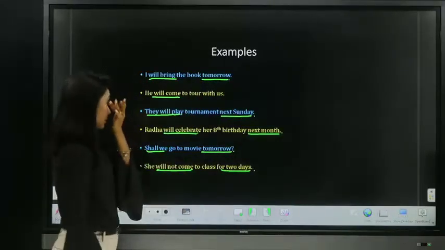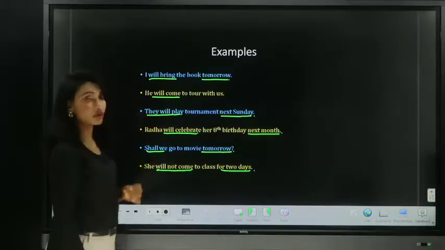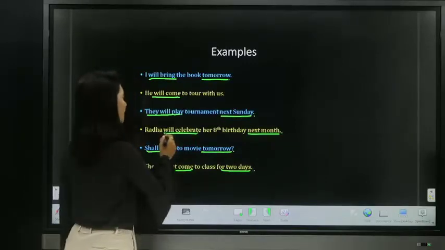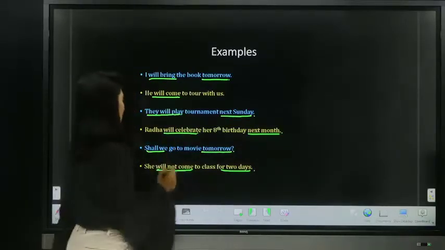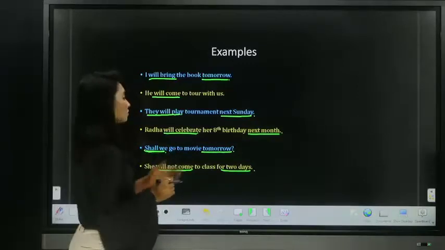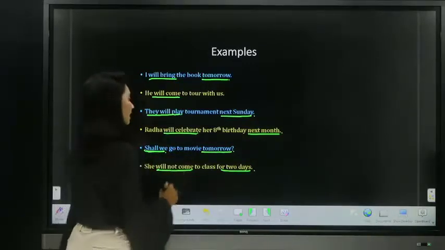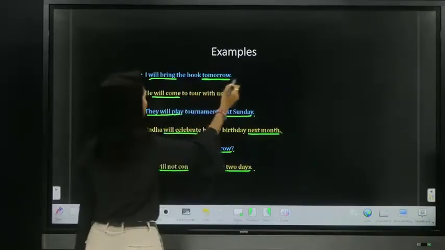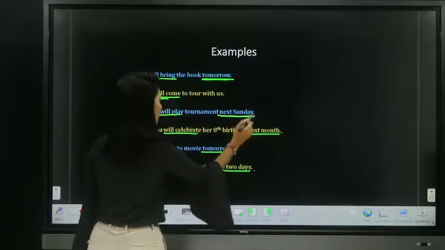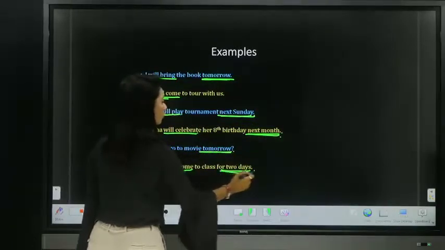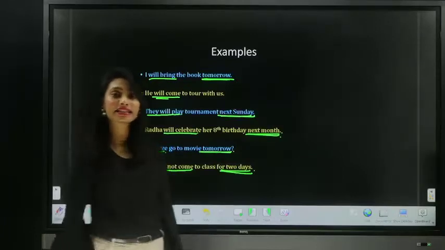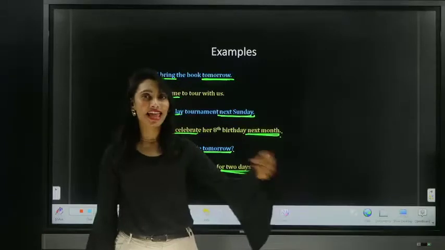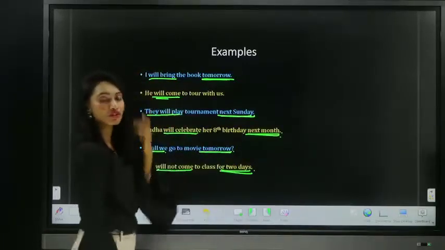I will bring the book tomorrow. He will come to tour with us. They will play tournament next Sunday. Radha will celebrate her birthday next month, 8th birthday. Shall we go to movie tomorrow? She will not come to class for 2 days. So in the given examples, tomorrow, next Sunday, next month, tomorrow, for 2 days are the time indicators which are representing the future events or future actions. Hence, they are in simple future tense.